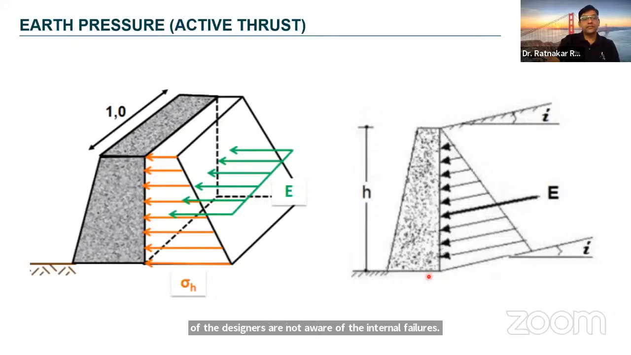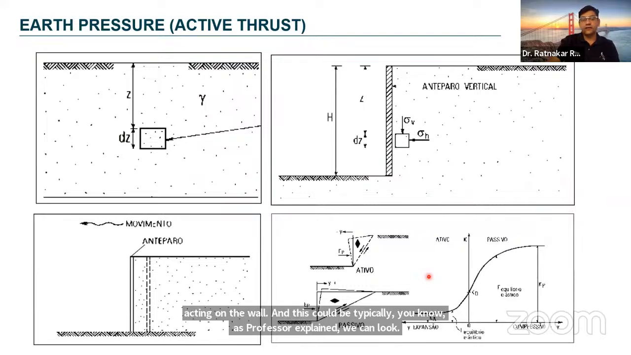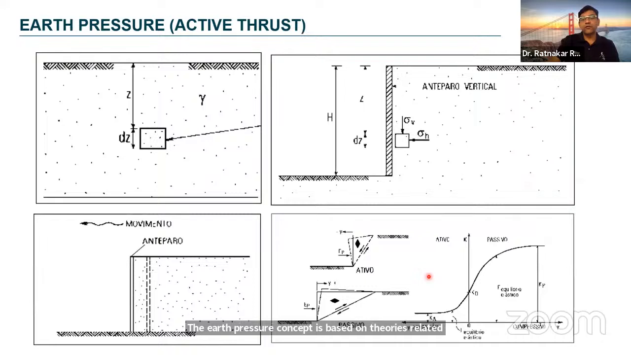So first we need to understand the earth pressure. Typically you can look at the retaining wall cross section where you have the lateral earth pressure acting on the wall. And typically, as Professor explained, we can look at the active state, passive state, or at rest. The earth pressure concept is based on theories related to the active and passive state of the soil that changes due to the movement of the wall.